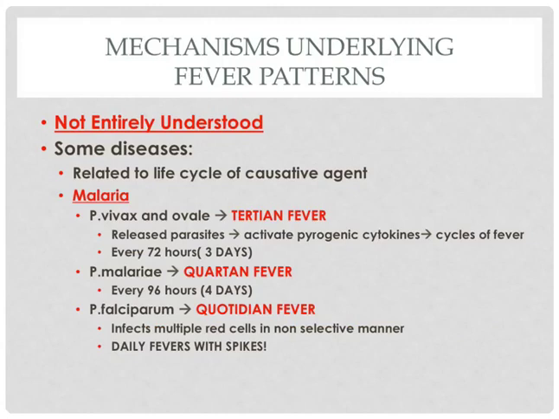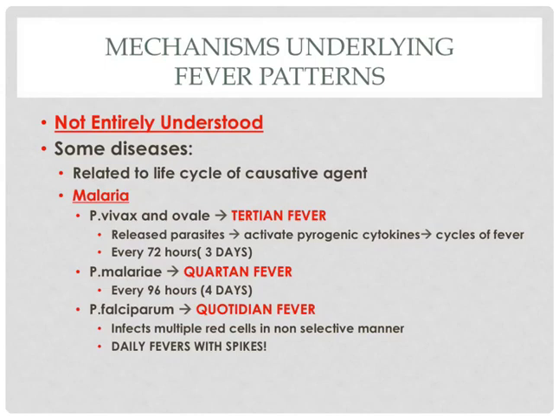In some diseases, like malaria, the fever pattern is based on the life cycle of the organism that causes malaria. P. vivax, Plasmodium vivax, and ovale give you tertian fever. What is tertian fever? Tertian means every 3 days. The parasites are released into the bloodstream and activate pyrogenic cytokines, and that causes the fever. So there are cycles of fever every 3 days, and we'll see the graph in the next picture.